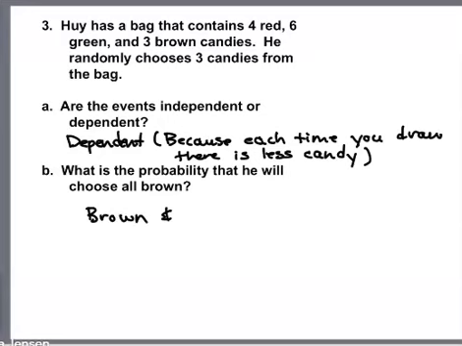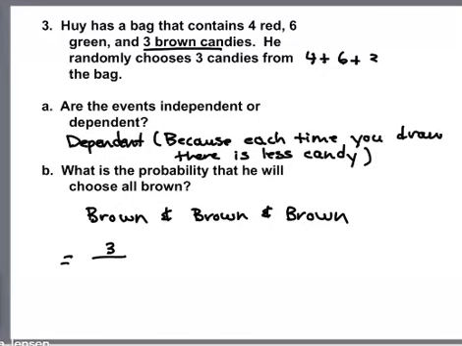and a brown and a brown. Well, the probability that the first one is a brown. Well, we start out with 3 brown candies. So there are 3 brown candies. If we go 4 plus 6 plus 3, we get 13 total.